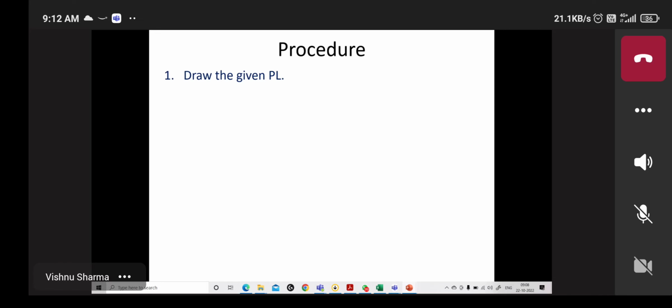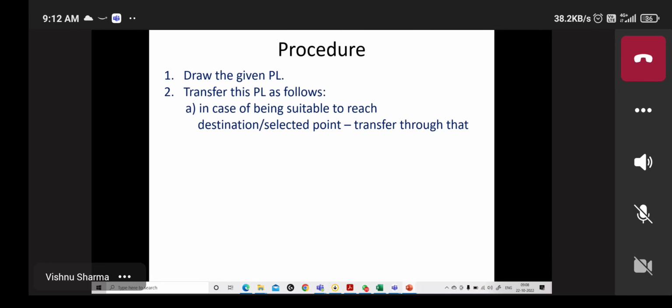Now, what will be the method we follow? You will draw the given PL. Transfer this PL as follows, depending on the requirement of the question. In case of being suitable, to reach a destination selected point, transfer through that point. So if somebody says you need to reach the pilot boarding ground or you need to reach point Y, which is on the chart, what will you do? You transfer a parallel PL through that point, which is your destination point, if the destination is known. Correct? That could be one situation.